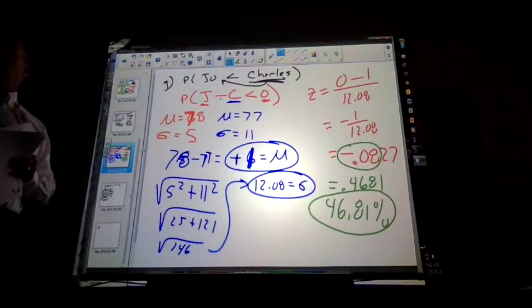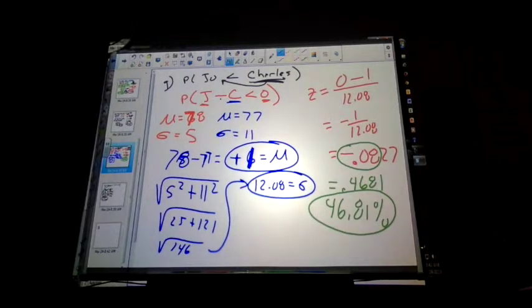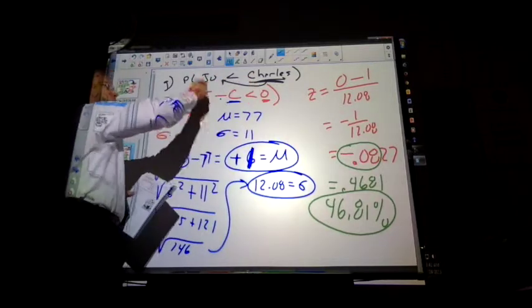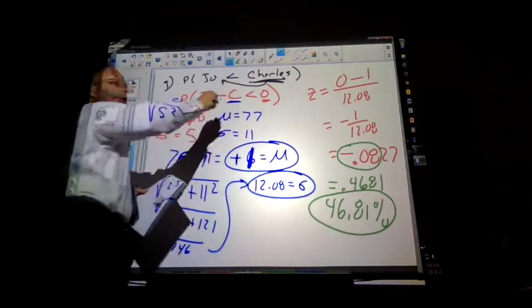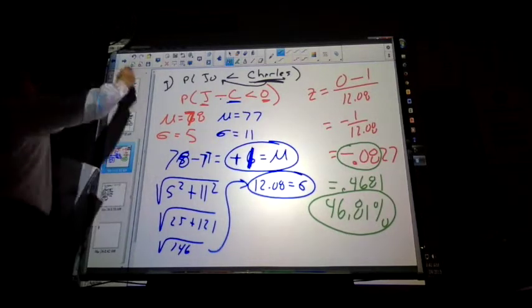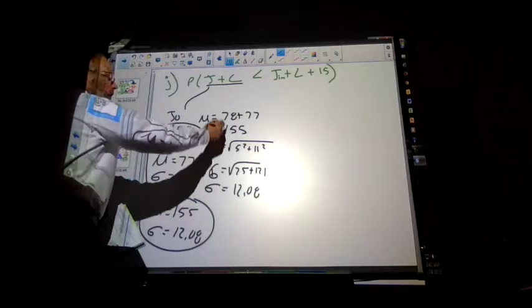And then I would subtract the averages. The standard deviation is going to be done the same way each time: standard deviation squared plus standard deviation squared, take the root of that. But because I had to move Charles over, it was Joe minus Charles is less than 0. So that's when I went ahead and subtracted them. On this one, it's going to do both. I want to know what Joe and Charles' combined score would be, so I had to add it here.